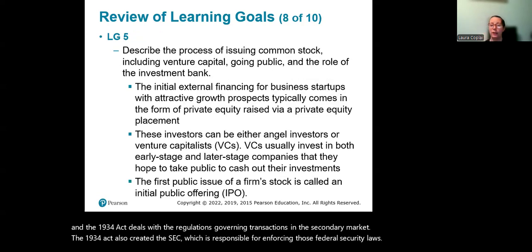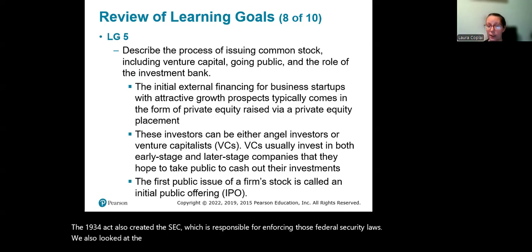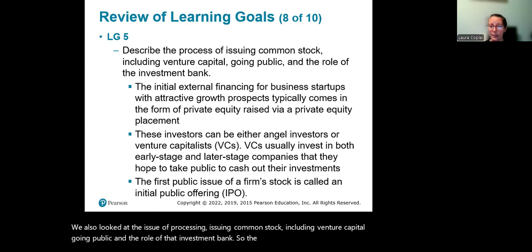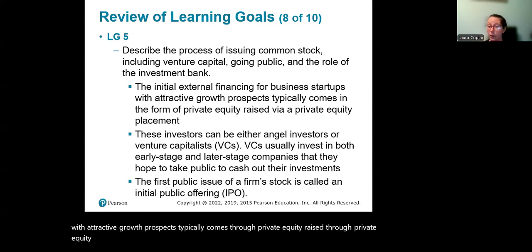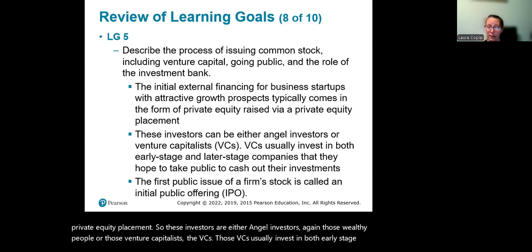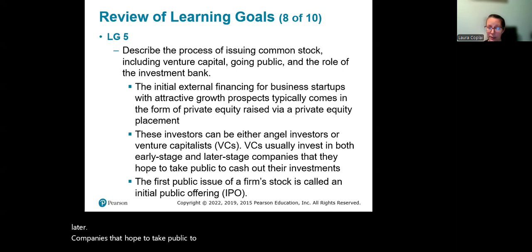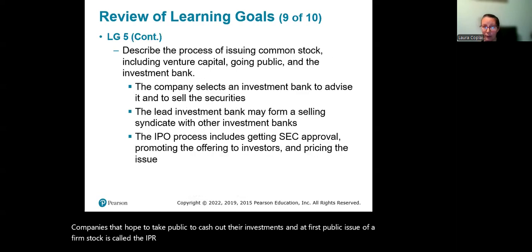We also looked at the issue of issuing common stock, including venture capital, going public, and the role of the investment bank. The initial external financing for business startups with attractive growth prospects typically comes through private equity placement. These investors are either angel investors, those wealthy people, or venture capitalists, the VCs. Those VCs usually invest in both early-stage and later-stage companies that hope to go public to cash out their investments. And that first public issue of a firm's stock is called the IPO, or initial public offering.